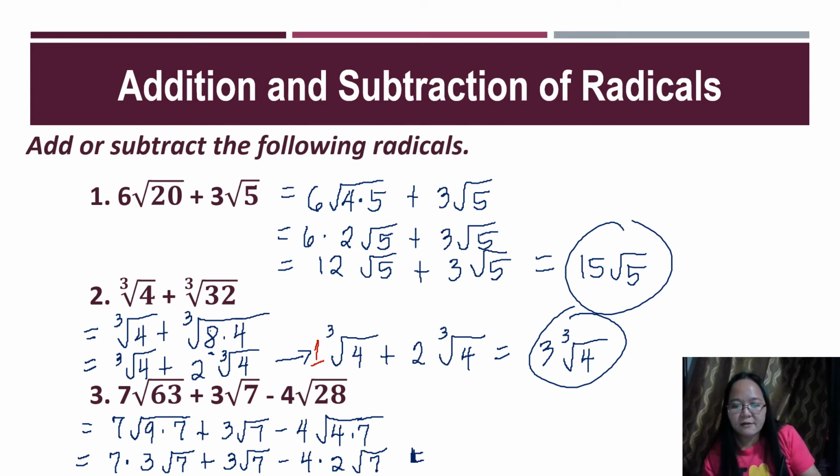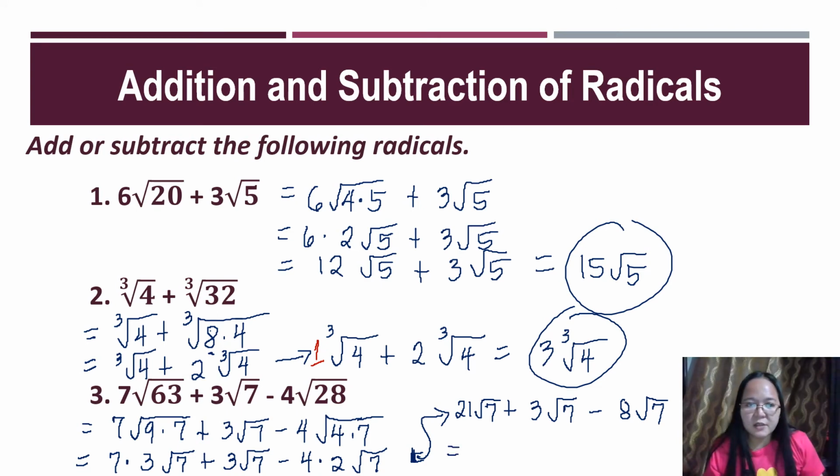Now we're going to have 7 times 3, 21 square root of 7 plus 3 square root of 7 minus 4 times 2 is 8 square root of 7. These are all similar radicals. So we have first 21 plus 3, that will give us 24. 24 minus 8, we have 16.